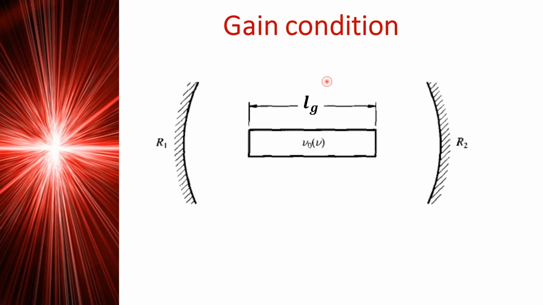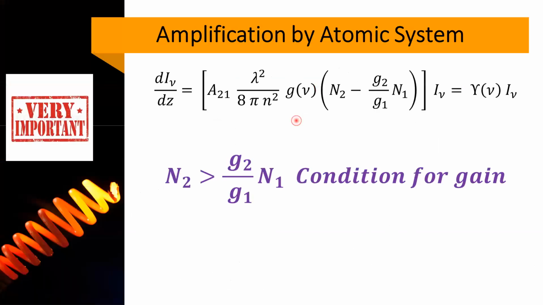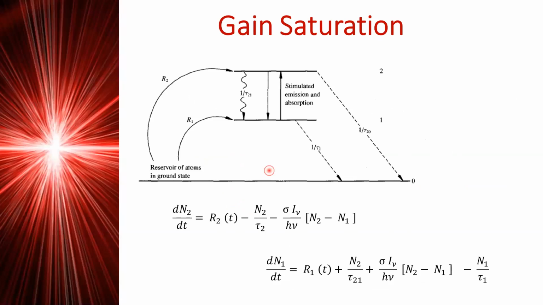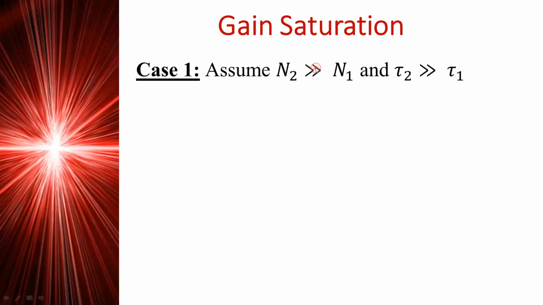We already said that in order to have a gaining material, you should make N2 greater than G2 over G1 minus N1. Now we put G2 over G1 equals 1, so N2 should be greater than N1. But what I add in this assumption is that N2 is much greater than N1. But you have to know that in all cases, in order to have a gain, N2 should be greater than N1. Now it's much greater than.